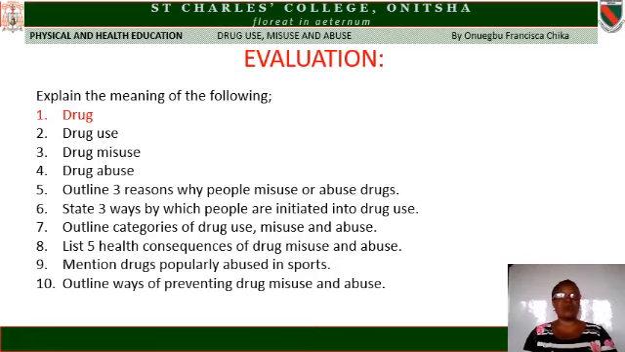Outline categories of drug use, misuse, and abuse. List 5 health consequences of drug misuse and abuse. Mention drugs popularly abused in sports. Then outline ways of preventing drug misuse and abuse.